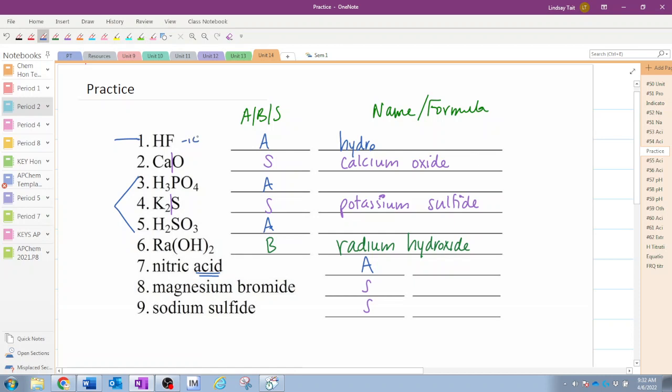This one's still going to have "ic," right? So that's why fluorine is going to change to fluoric. And then for every acid we need to write the word acid: hydrofluoric acid. So that was for the one that didn't have a polyatomic ion.